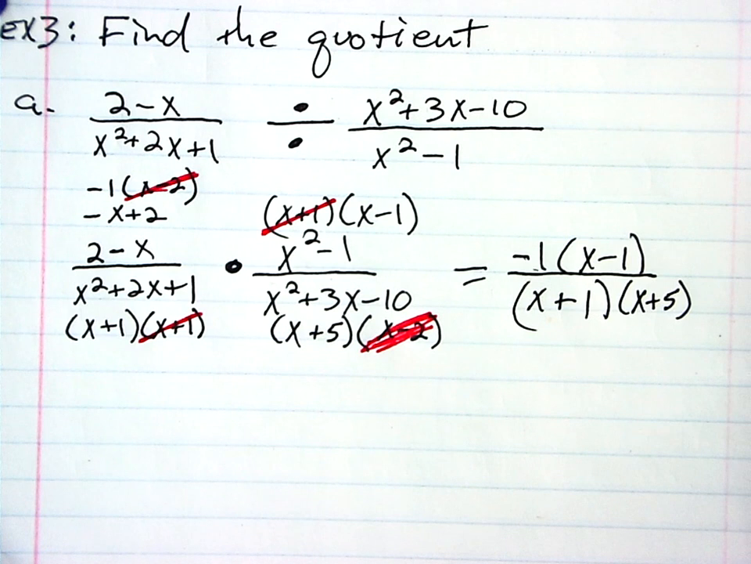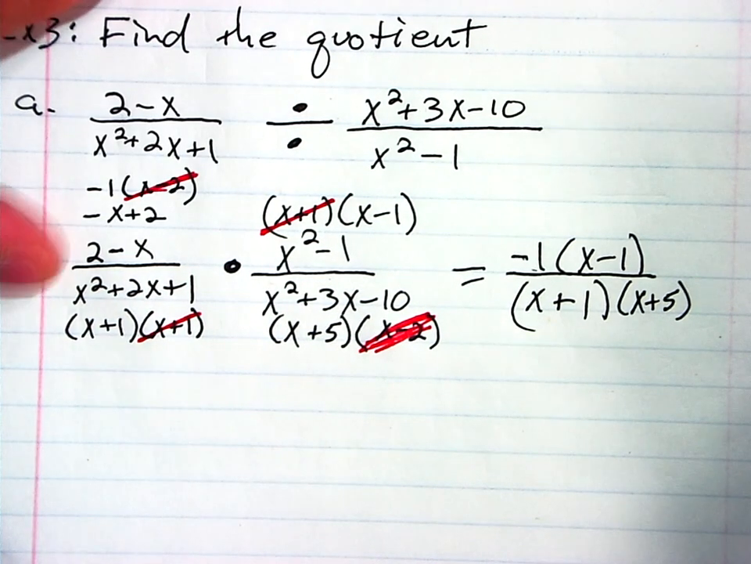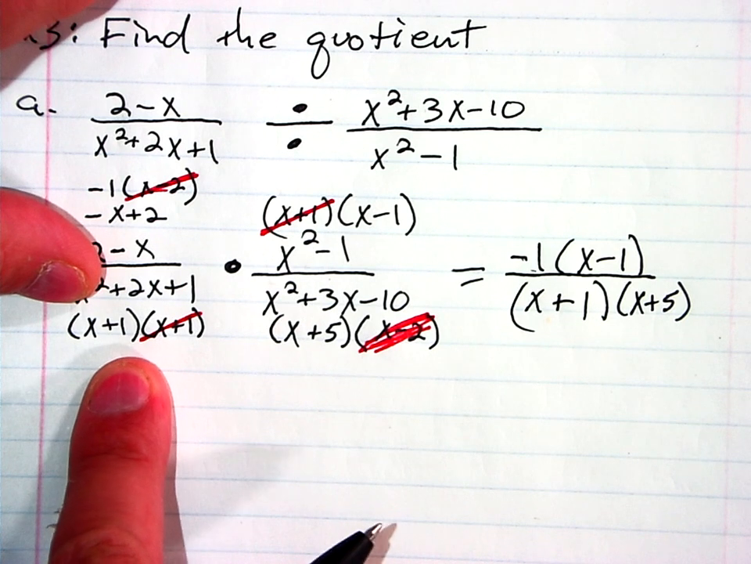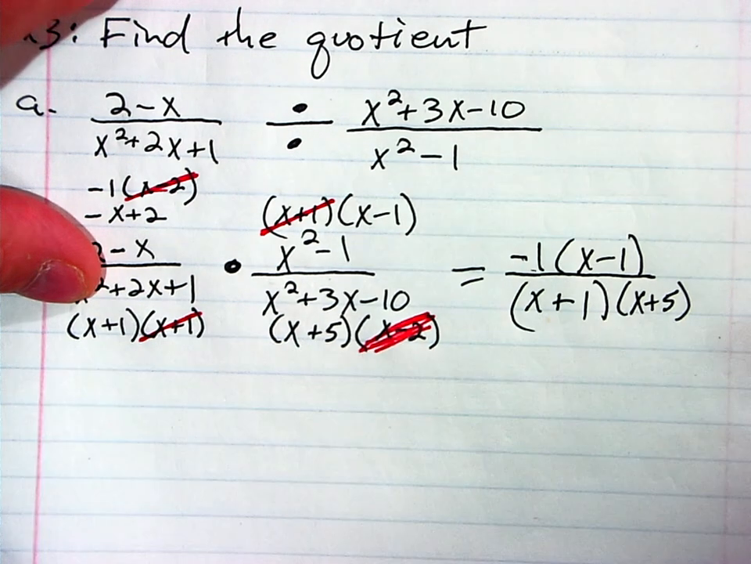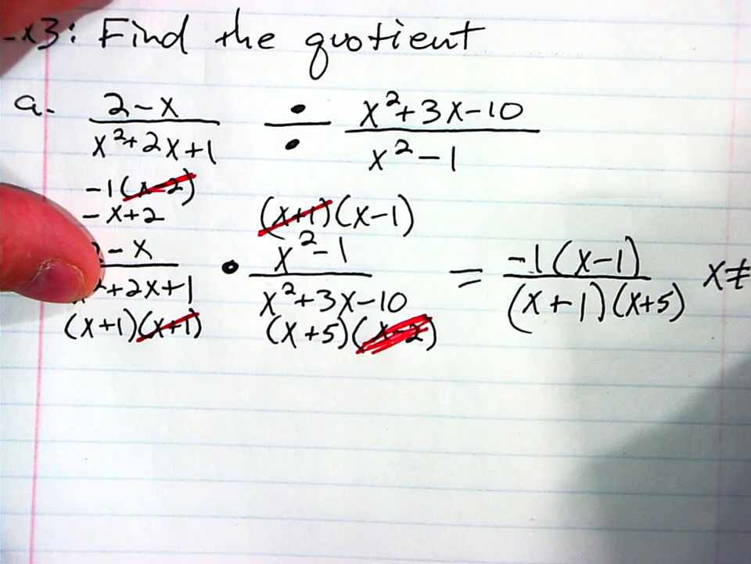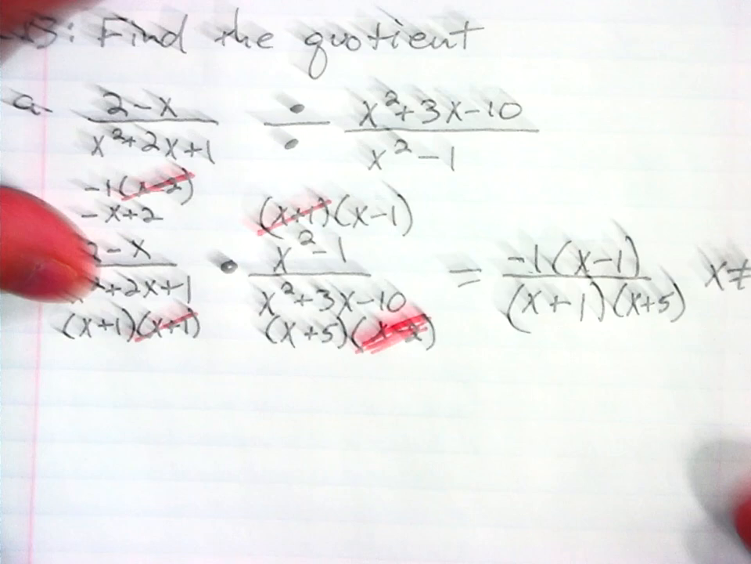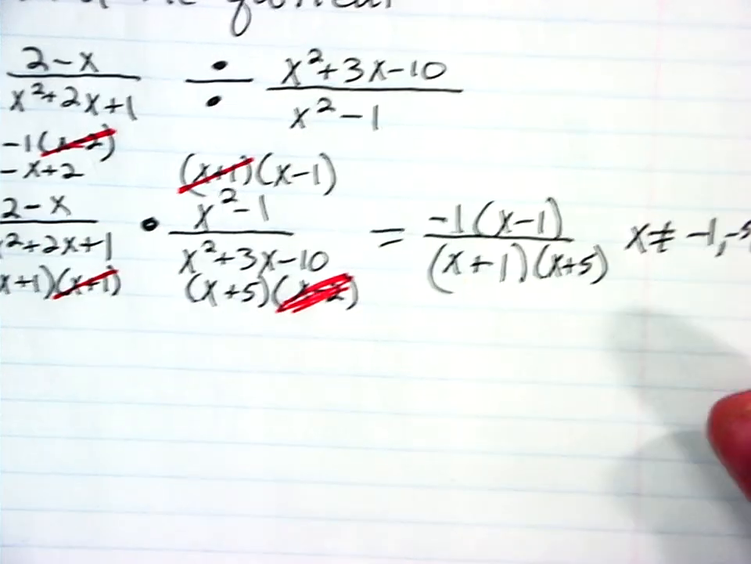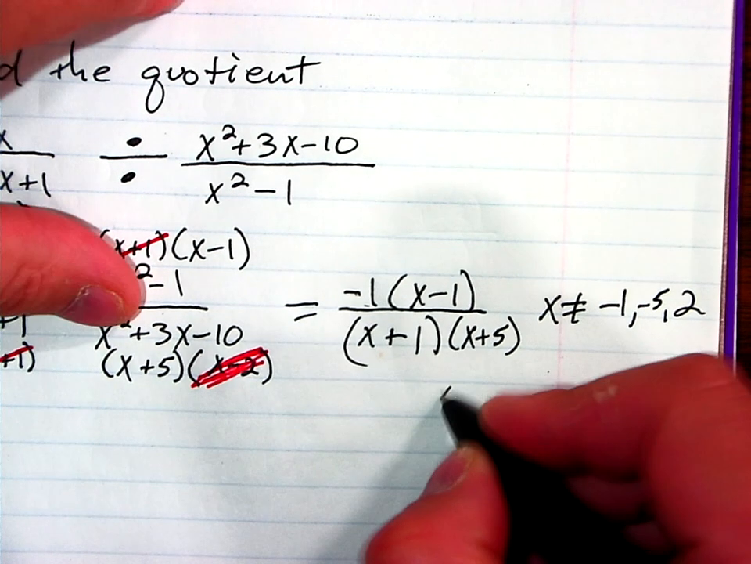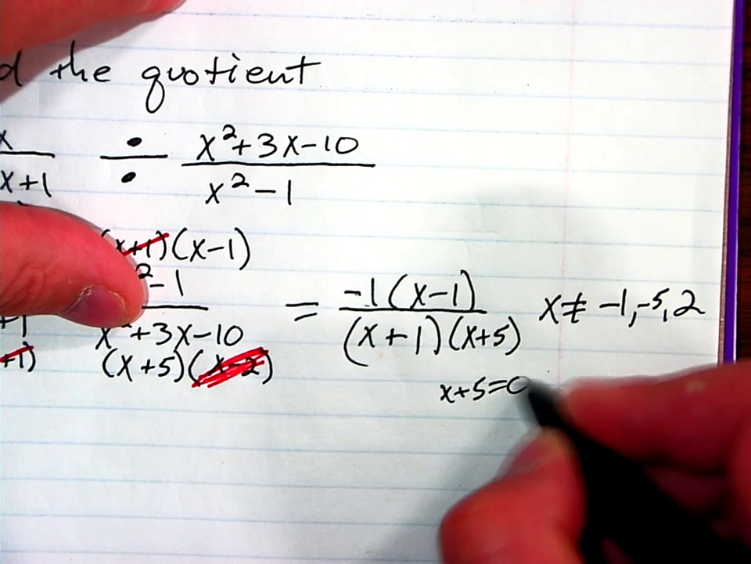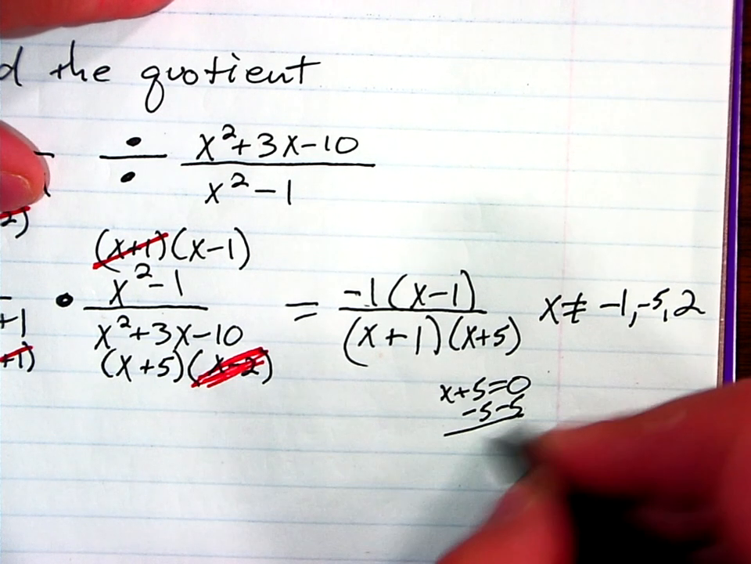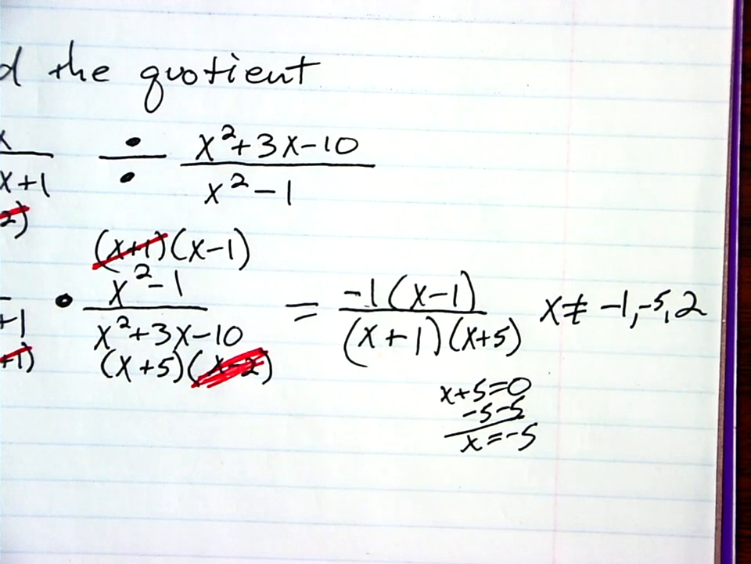The only thing we have left to do is restrict our domain. We cannot have negative 1, negative 5, or positive 2. Because really what you're doing is saying x plus 5 equals 0, because it can't equal 0. Minus 5, so x cannot equal negative 5.